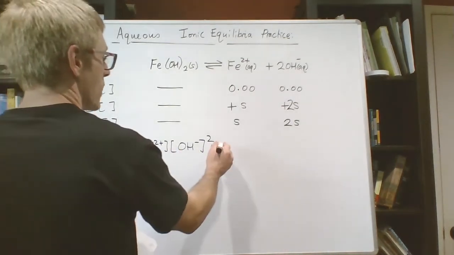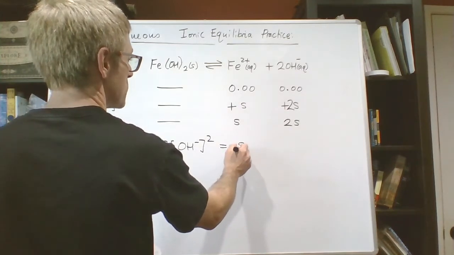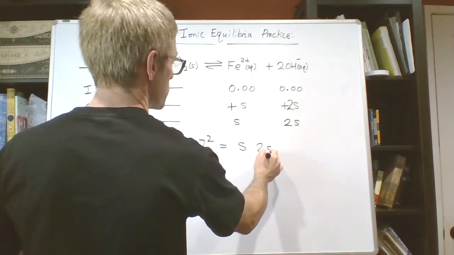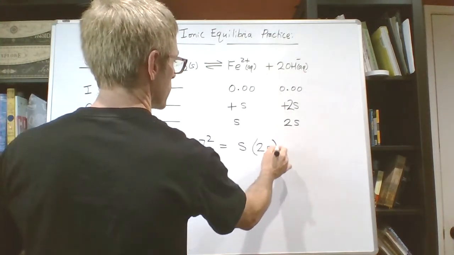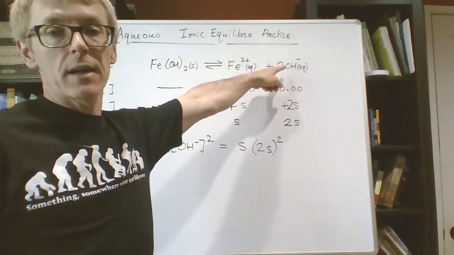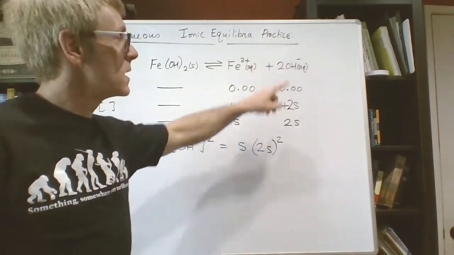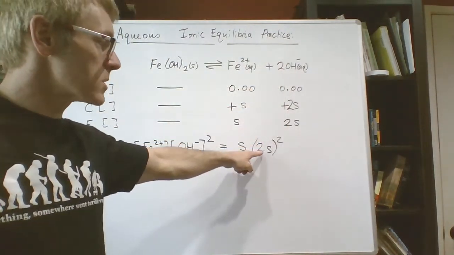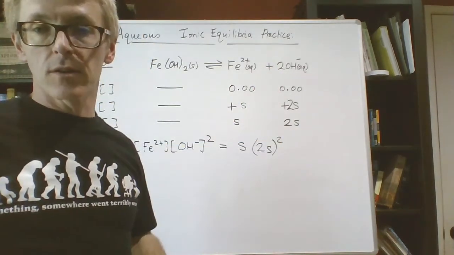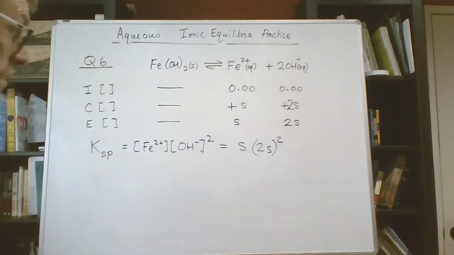So my value of iron 2 is S. My value of hydroxide is 2S, but I've got to square it. So notice that molar coefficients impact our calculations twice. The coefficient itself becomes a coefficient. The coefficient also becomes an exponent. So don't forget to use the coefficient twice.